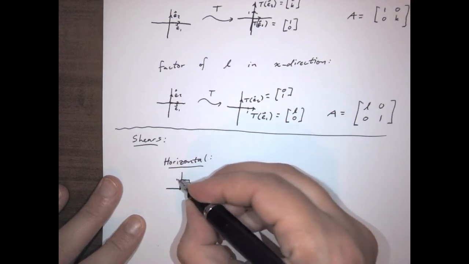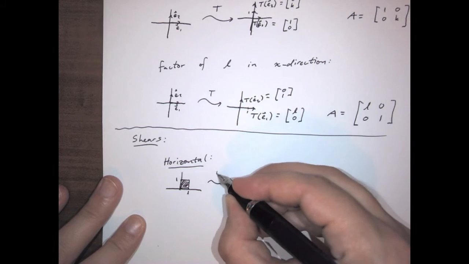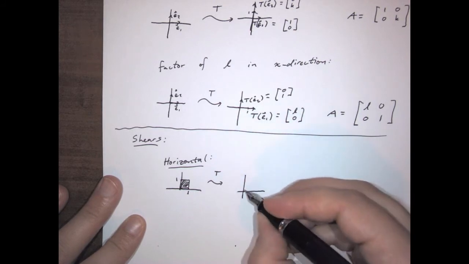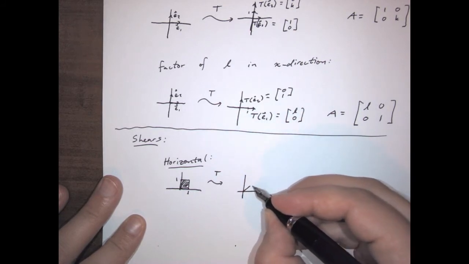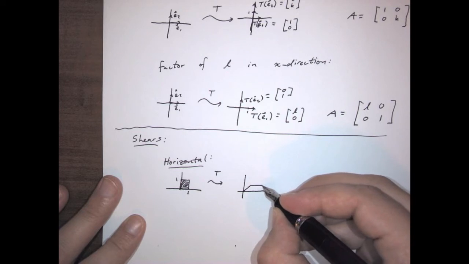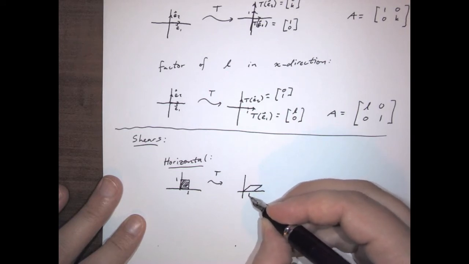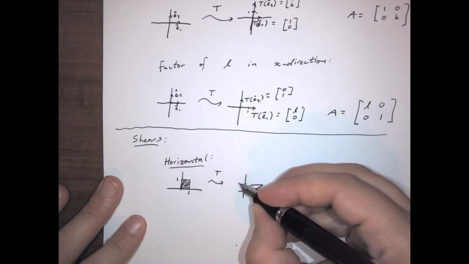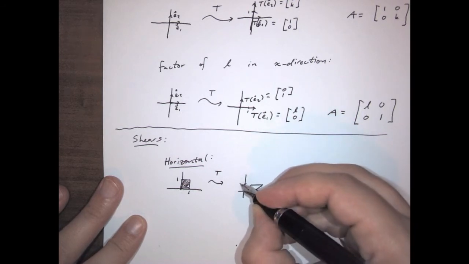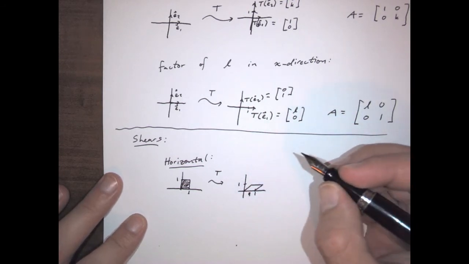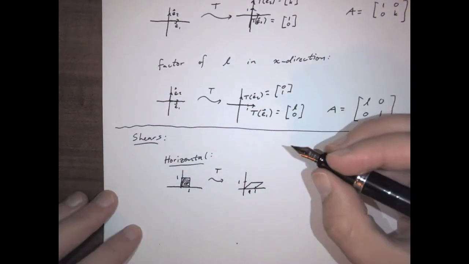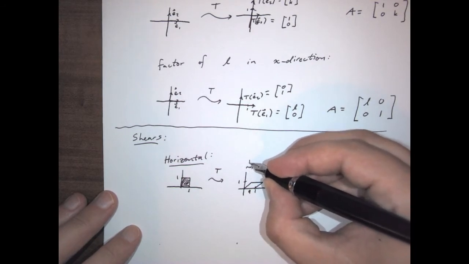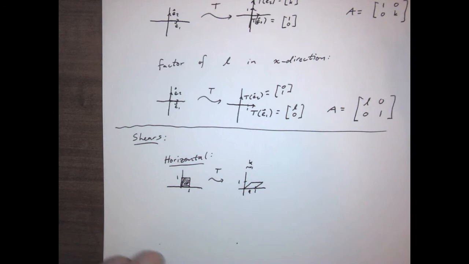So it's 1 and 1. And what will happen after the shear has happened is the whole box will be squished out in this direction. This is still 1 right down here, and this is still 1 out here. However, there is now an extra little shifting to the side by an amount of k.